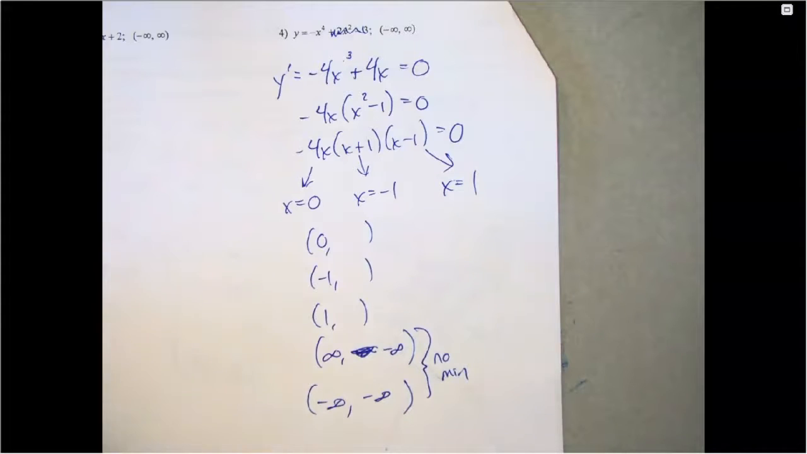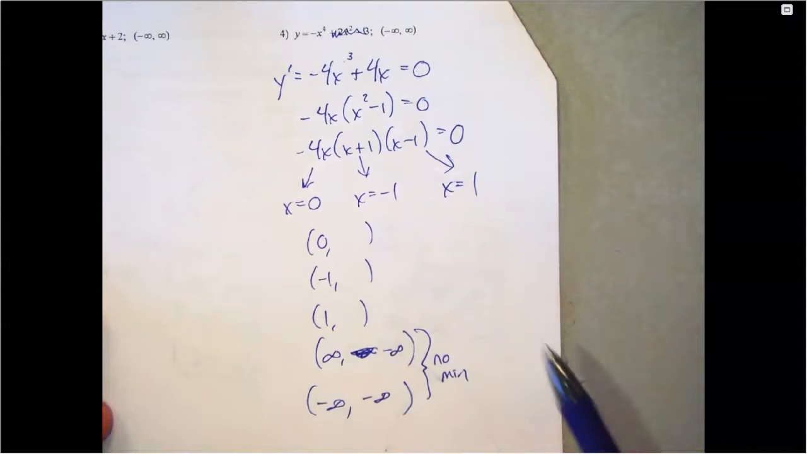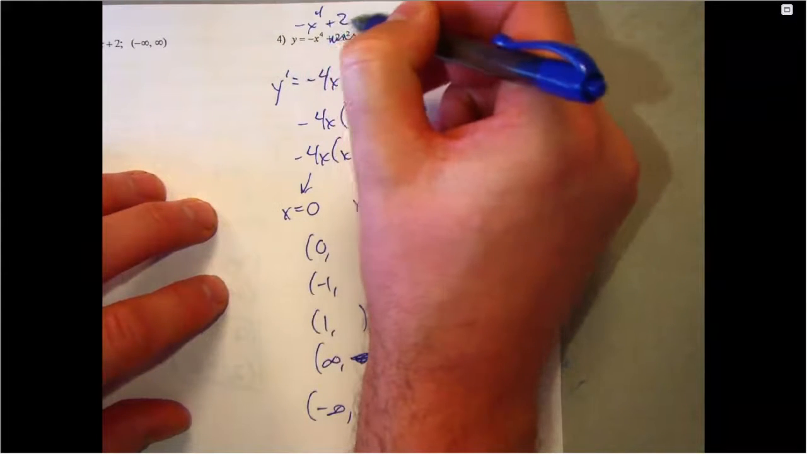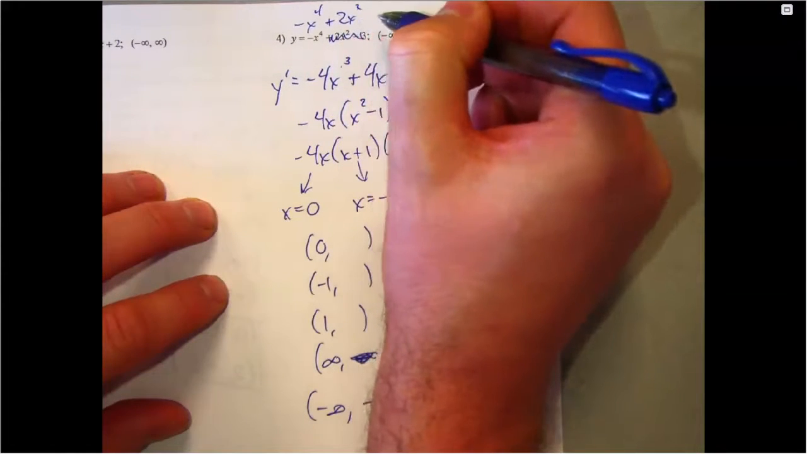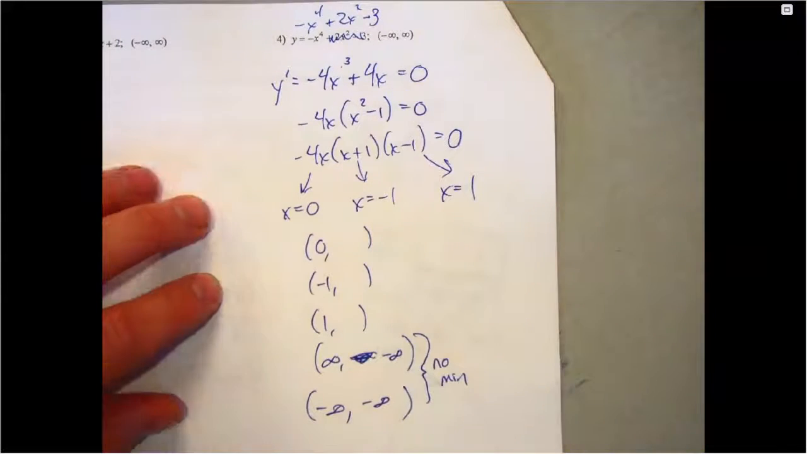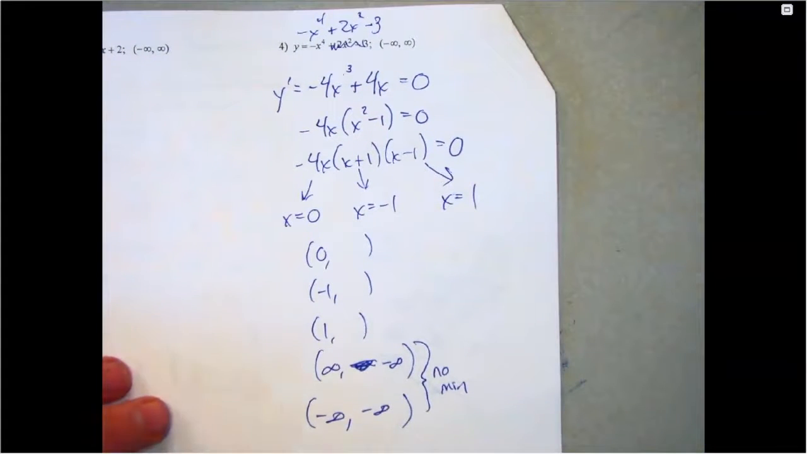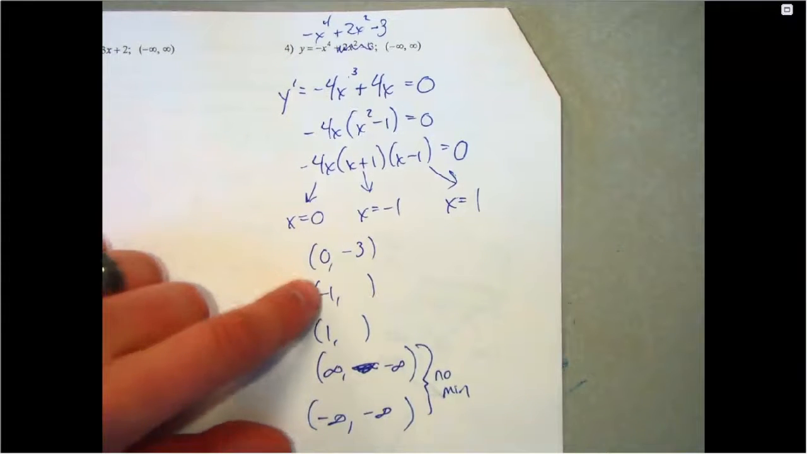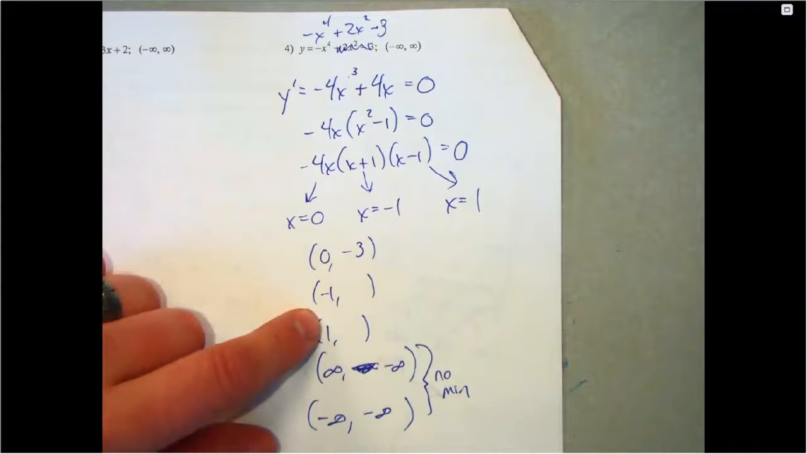So let's plug these into the original. I don't know what it was anymore. What was it? Negative x to the 4th plus 2x squared minus 3? So if I plug in 0, I get negative 3. Plug in 1, I get negative 1.